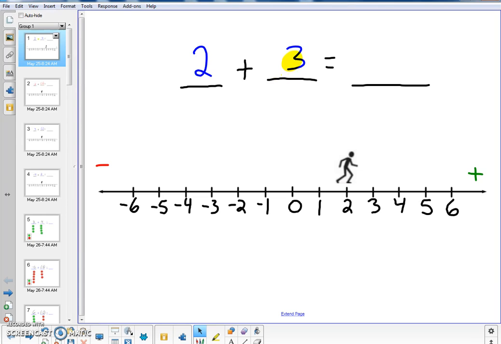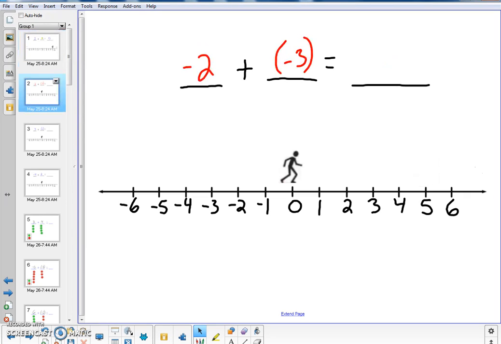Now we're going to add 3 more, meaning we're going to move him 3 spaces in the direction in which he is facing. So 1, 2, 3. So obviously we're going to end on 5. So therefore 2 plus 3 is 5. You knew that. Let's try one that has some negative integers, but we're going to use the same thinking.